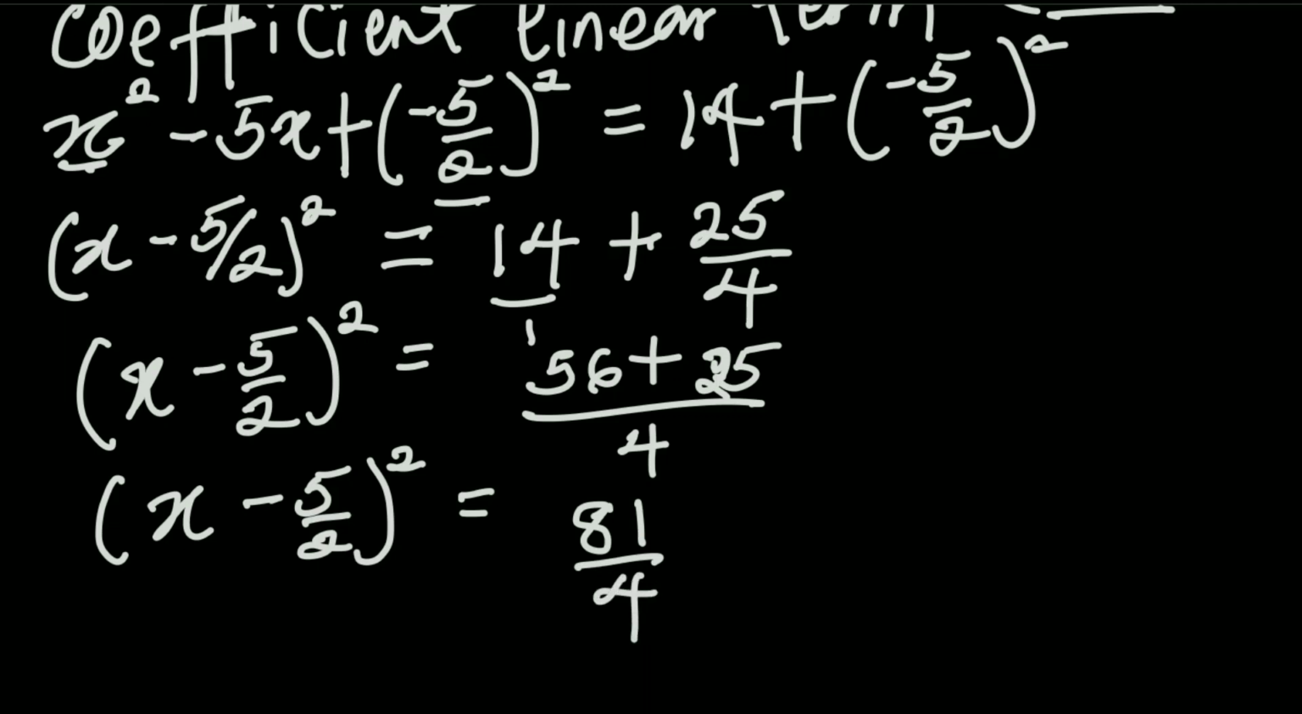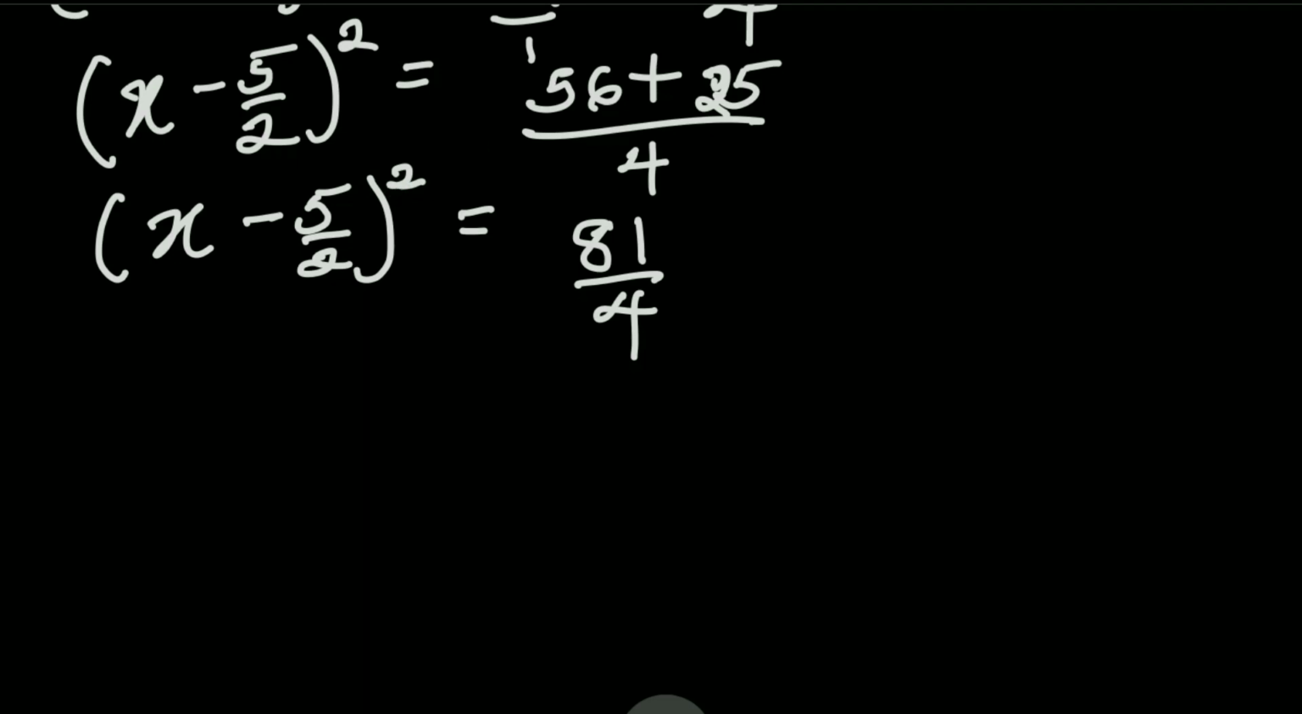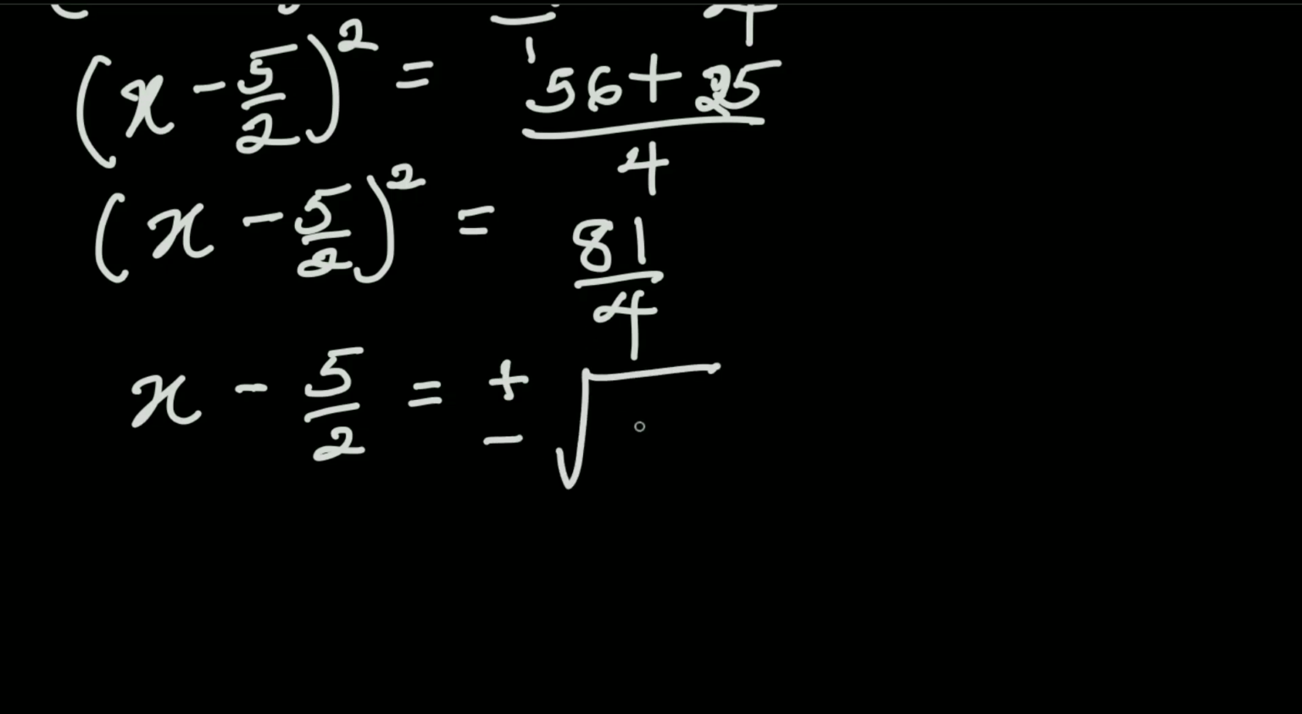Okay? So at this point, we take out this square on this side. When you take out the square on one side of an equation, you find the square root of the other side. So we have x minus 5 over 2 equals plus or minus the square root of 81 over 4. The square root of 81 is 9. The square root of 4 is 2.